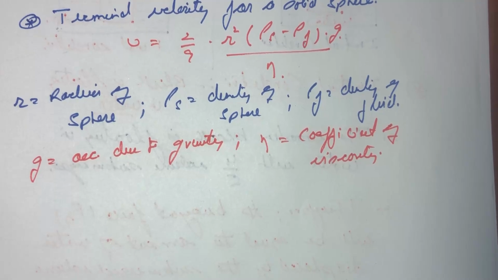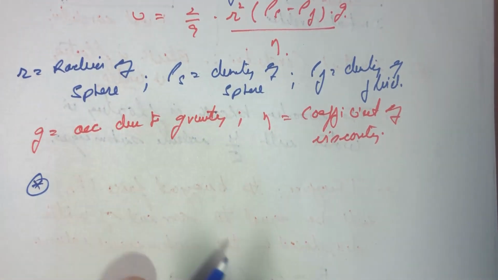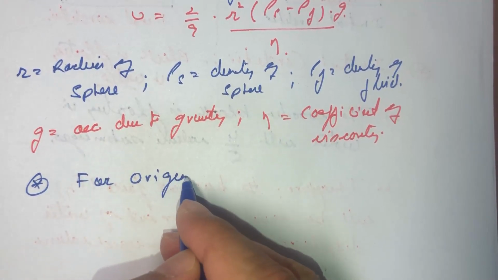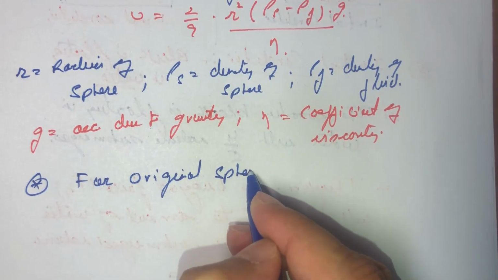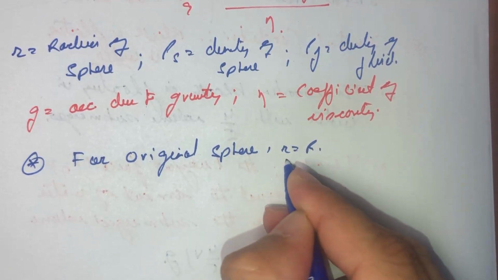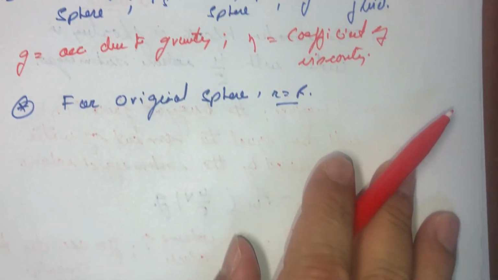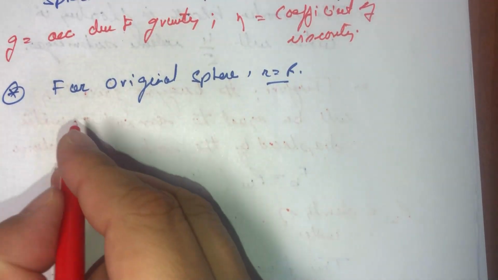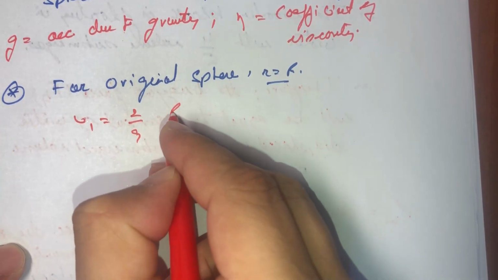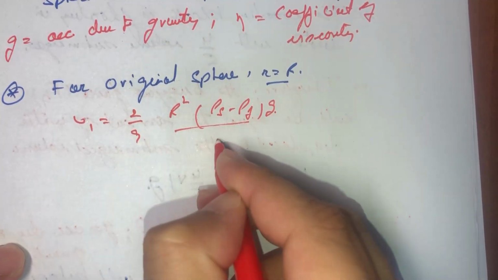So in this case, let us start with the original sphere. Small r will be equal to capital R because the radius is given as capital R, and the rest of the things we can keep the same, and our terminal velocity is given as v1, so you can say v1 will be equal to 2 by 9 r square (rho s minus rho f) g upon nu.